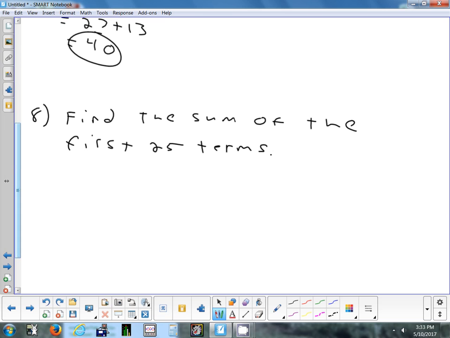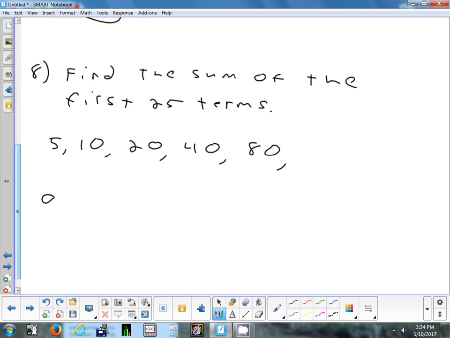So let me pick something geometric. Let's do 5, 10, 20, 40, and I want to do the first 25 terms. So I'm not going to keep listing them. At the end of class today, we had a formula to find the sum of a geometric sequence. What was the formula to find the sum of a geometric sequence?